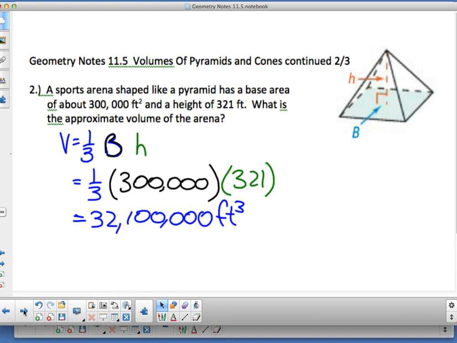Now, some of these are that fast, so long as you know what you need when you're doing the problem. Okay, 300,000 was the base area. Well, that's big B, base area. One third big B times height. Okay, boom, done. But you got to know that when you're reading it.